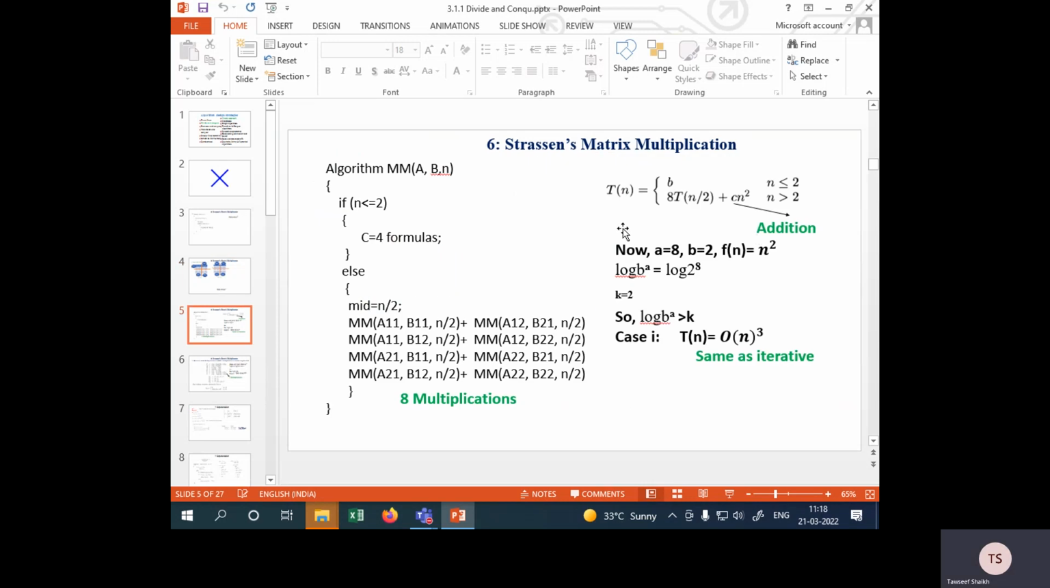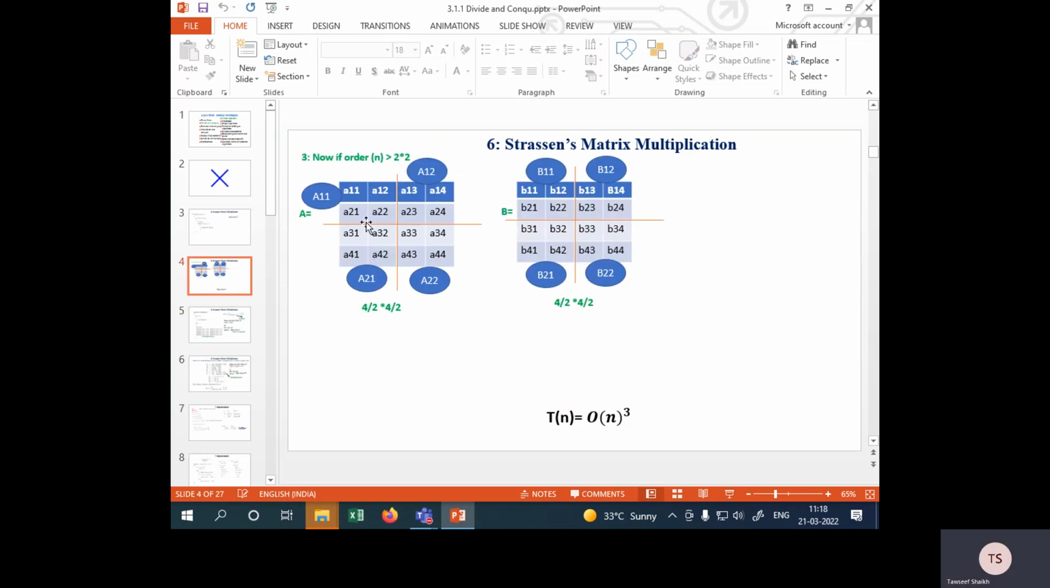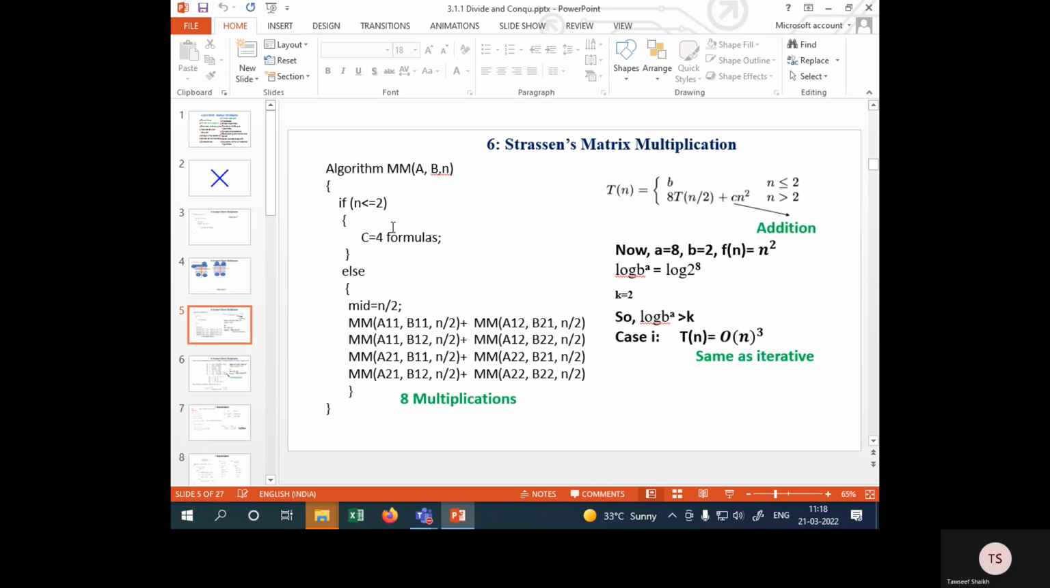Now I am here. So I am now making a divide and conquer approach, or a pseudo code, to solve this problem. I will make an algorithm MatrixMultiplication and I am passing 2 matrices to it, A and B, with their sizes n, and here n is equal to 4. Simple. Then I will check a condition.